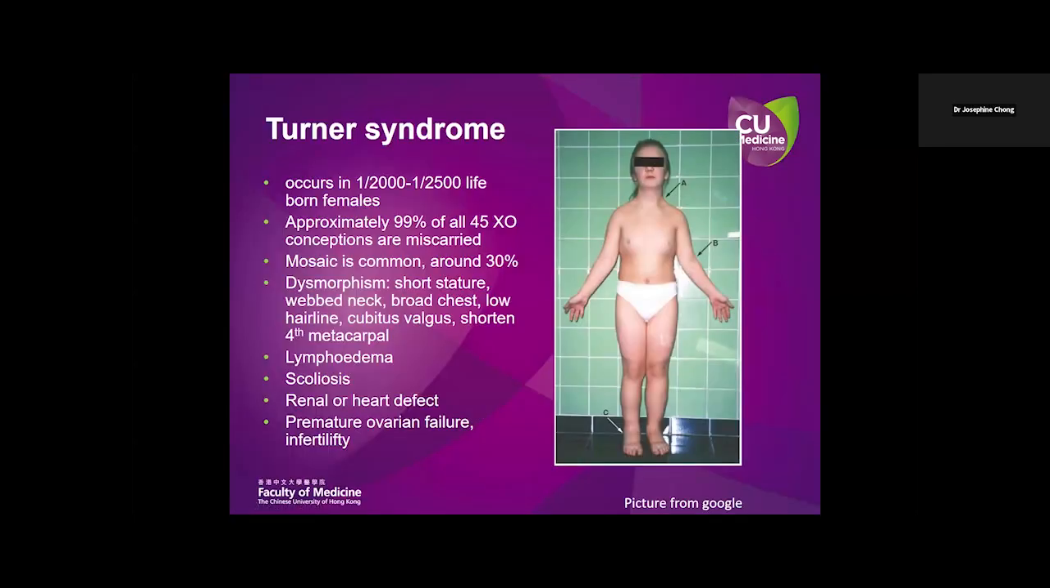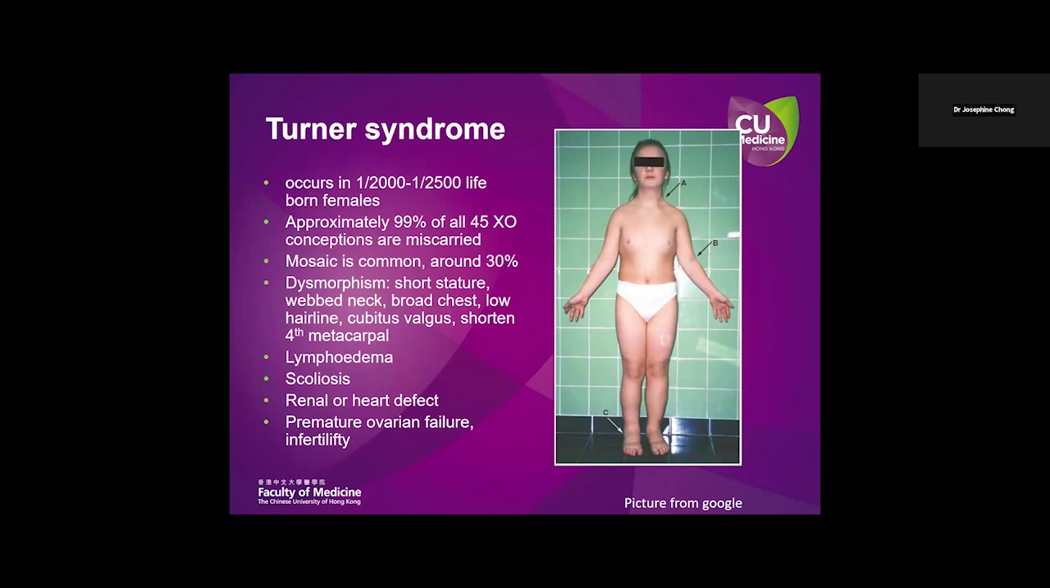So these are typical features of Turner syndrome. You can see the prevalence is quite high, 1 in 2,000 to 1 in 2,500 live births. When you're talking about typical Turner syndrome, approximately 90% have 45 chromosomes. 99% of all 45 chromosome conceptions are miscarried, but mosaic is also common, around 30% of them. So they can have different levels of dysmorphism.